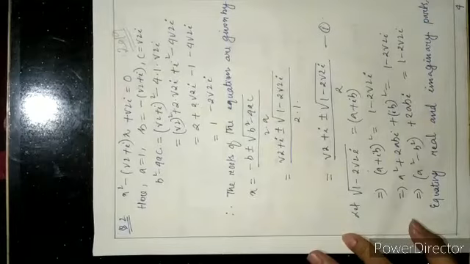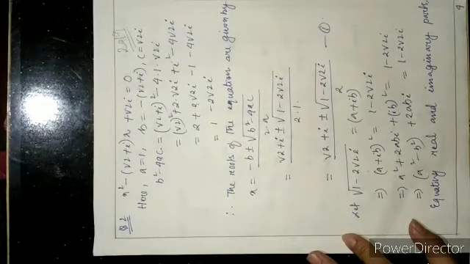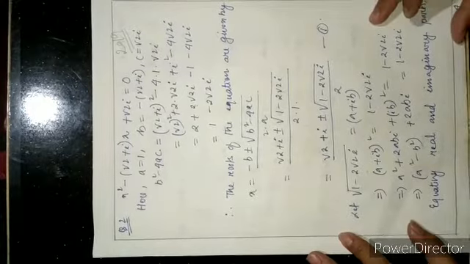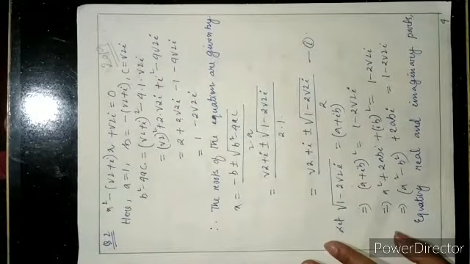Next question, question number 2, from 2019. x square minus root 2 plus i x plus root 2i is equal to 0. Find the roots of this quadratic equation.